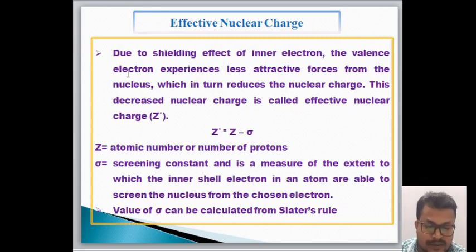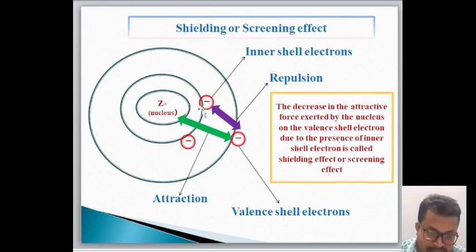Now, let us see what effective nuclear charge is. Effective nuclear charge is sometimes called ENC. Due to the shielding effect of inner electrons, the valence electron will experience less attractive force from the nucleus, which in turn reduces the nuclear charge. This decreased nuclear charge is called effective nuclear charge. Due to the shielding effect, the nuclear charge felt by the valence electron or outermost shell electron will be less as compared to the case when the inner shells are vacant.